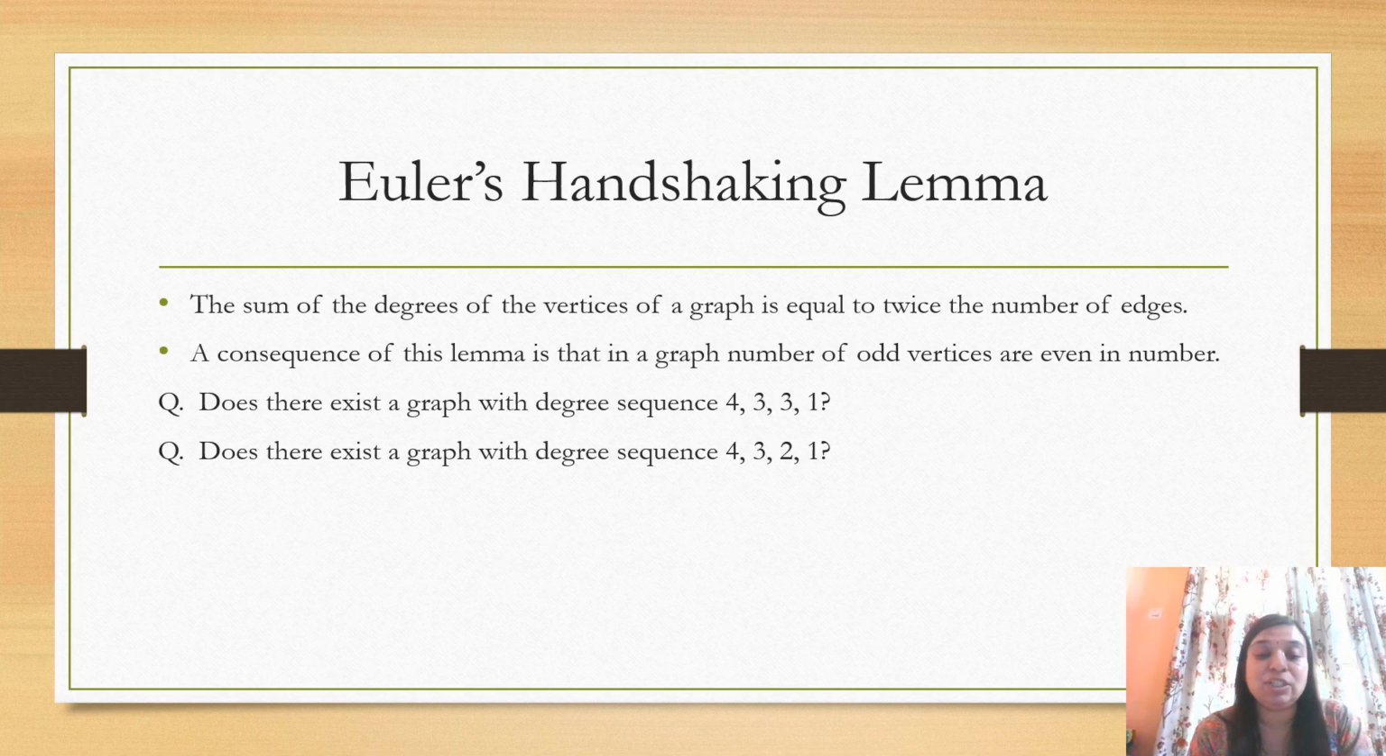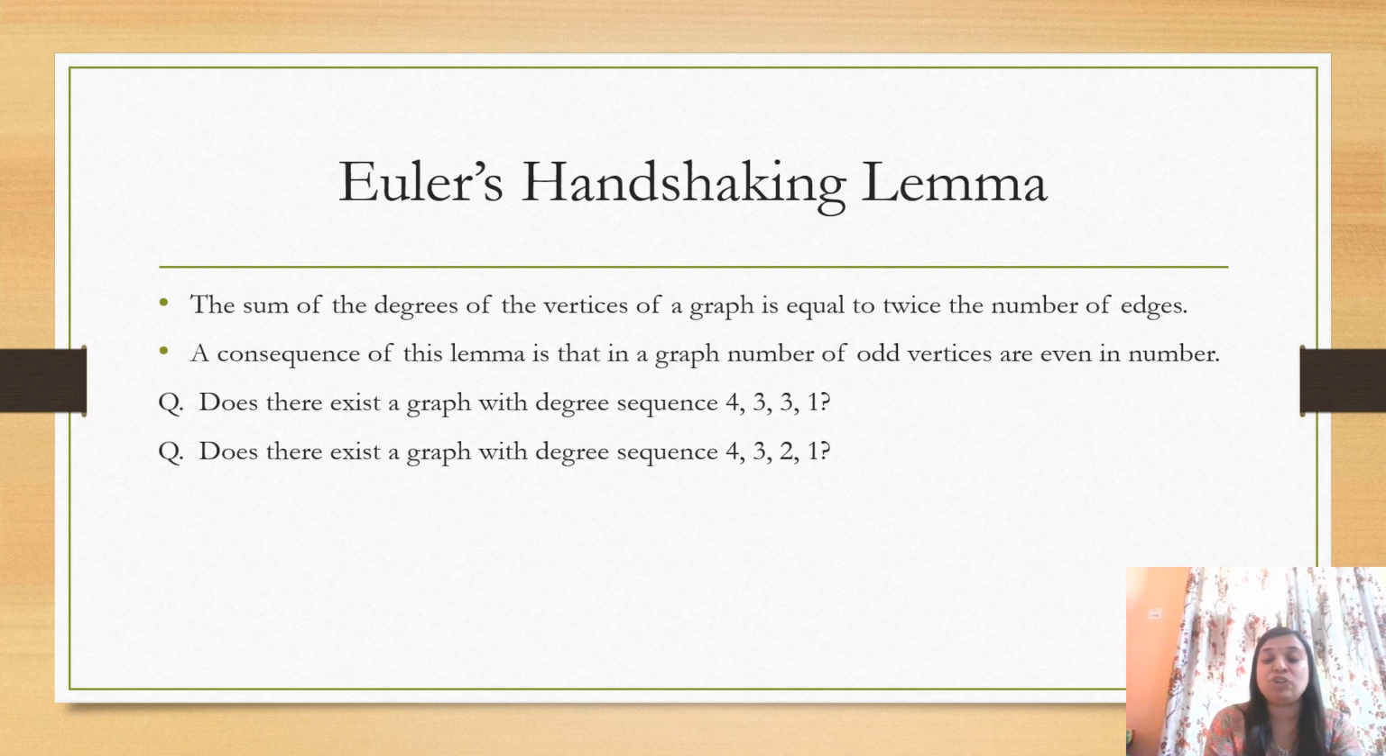So using this, we'll just answer this question also. So the question is, does there exist a graph with degree sequence 4, 3, 3, 1? Now if you just look at the degree sequence 4, 3, 3, 1, here we have 3 odd vertices. Or even if you take the sum of all the degrees of the vertices, it will be 7 plus 3, 10 plus 1, 11. The sum of the degrees of the vertices is 11, but that cannot be an odd number, right?